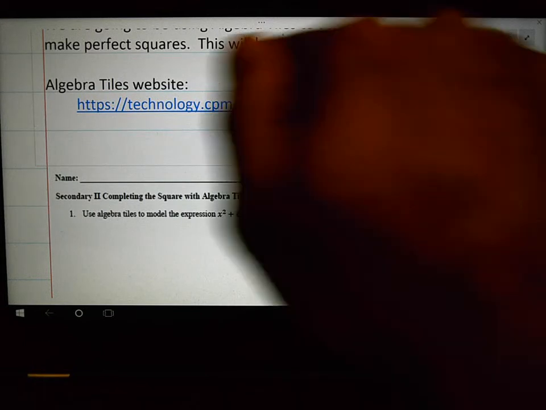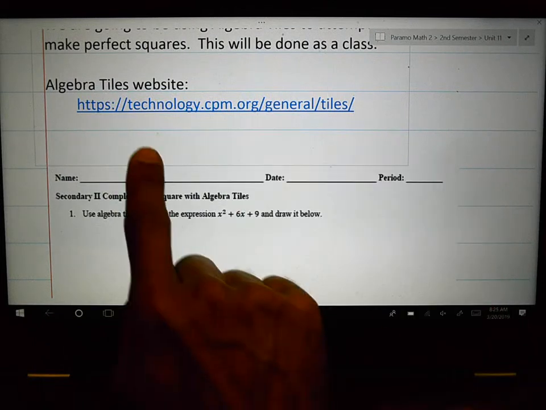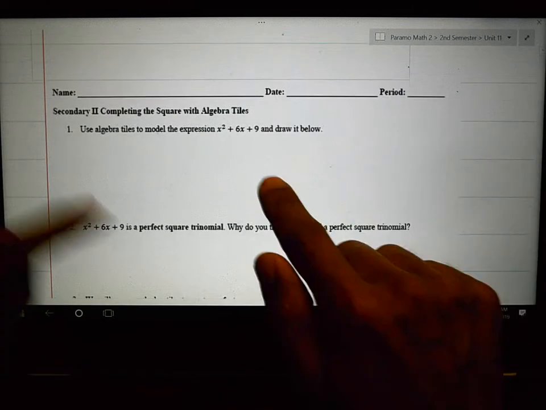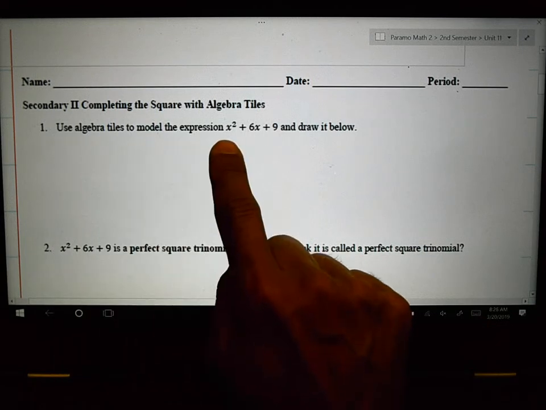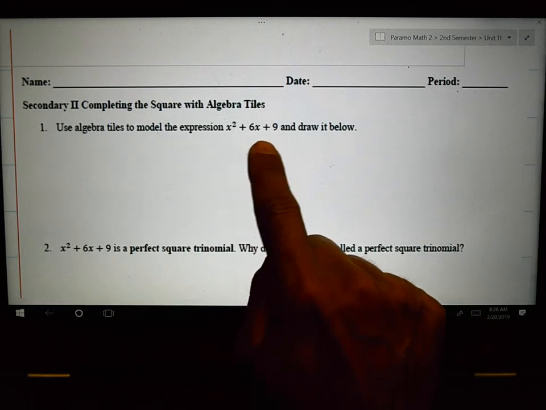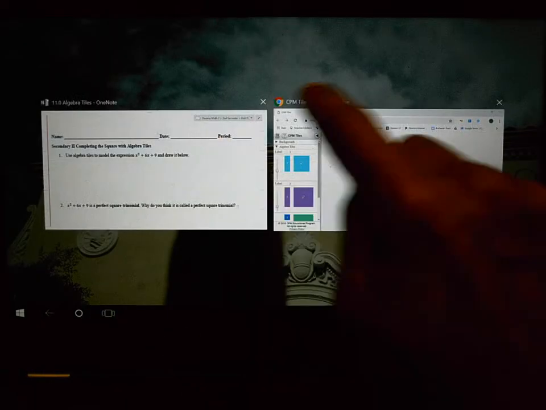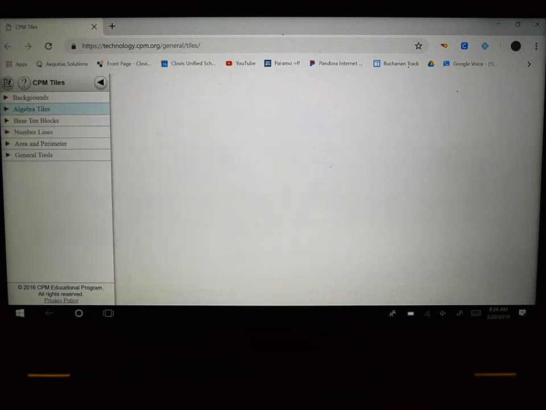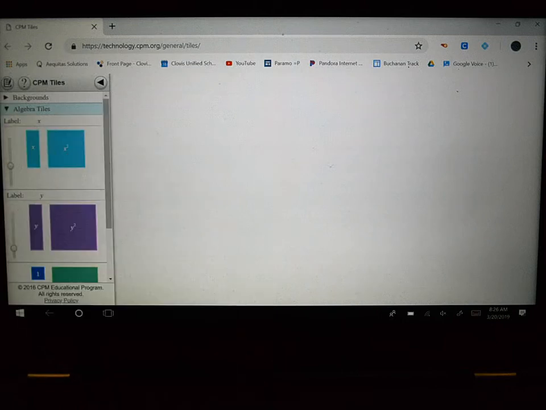But I found a website that has Algebra Tiles. This is the website we're going to use. In this website, we can click on Algebra Tiles and we can create things. So on the worksheet you have in front of you, it says use Algebra Tiles to model the expression x squared plus 6x plus 9 and draw it below. But you guys don't know what that means. So here's the website. On the left-hand side, there is a bunch of choices, and I'm going to click on Algebra Tiles.